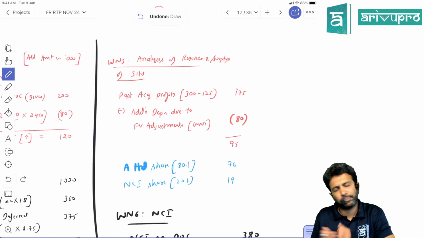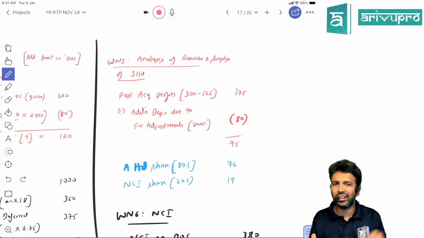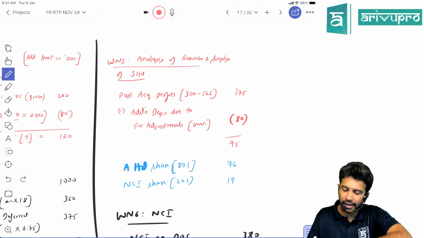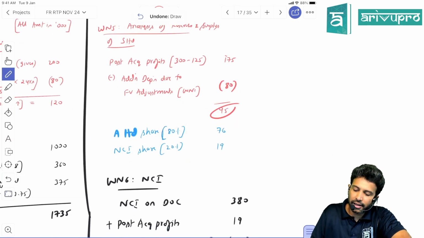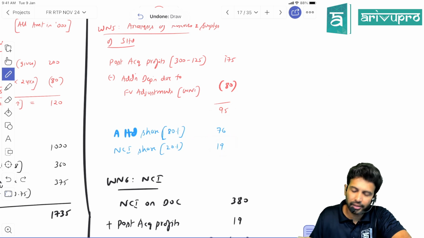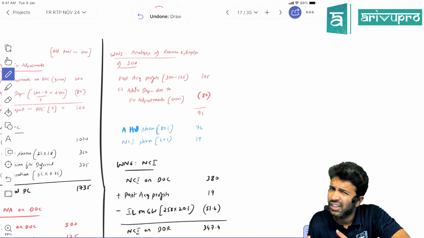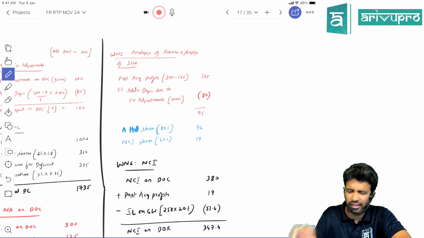What do we do for this? Distribute among parent and NCI in the respective shareholding percentage, which is 80 and 20%. 95 into 80% if you do, you will get 76. 95's 20% if you do, you will get 19. That is NCI's share. Okay, sir. That's all. No other adjustment is there over here in this particular case.